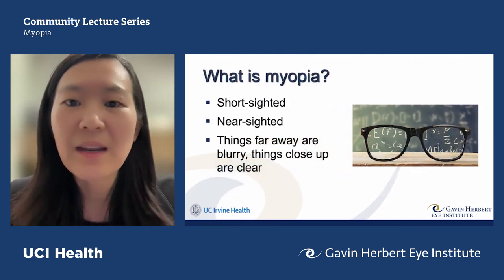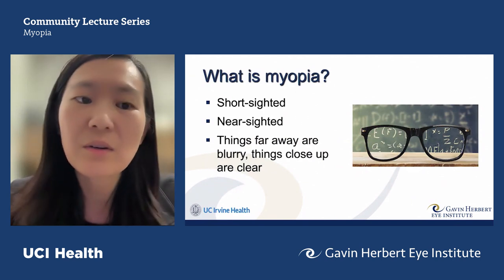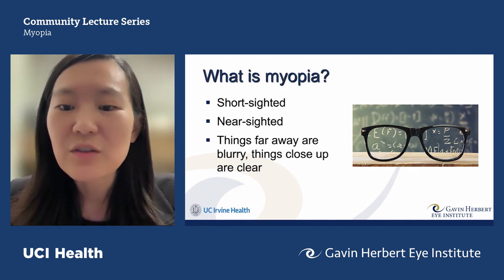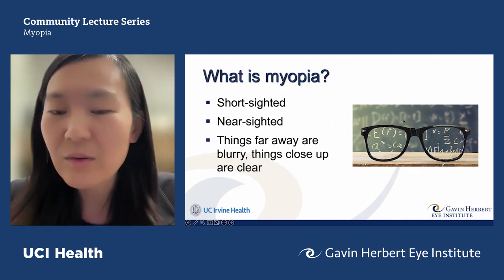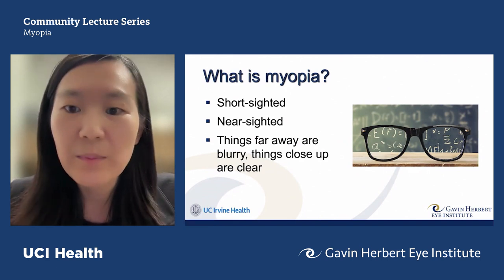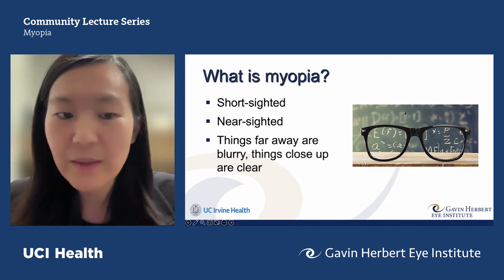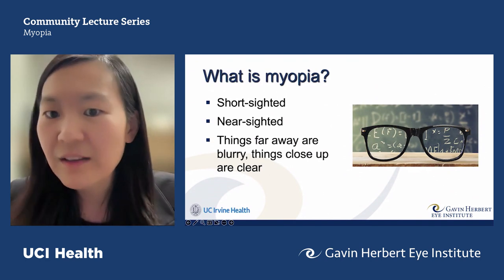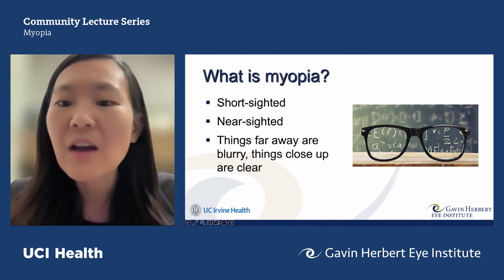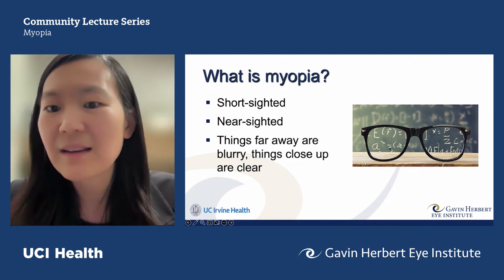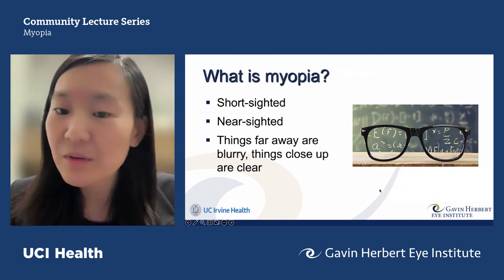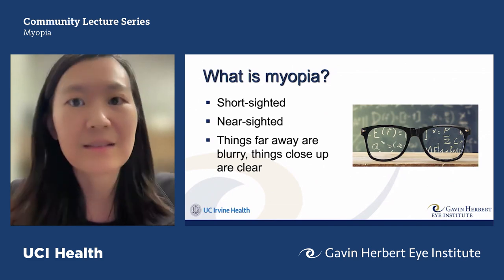So what is myopia? I'm sure a lot of you know this already, but myopia is also called short-sightedness or nearsightedness. As this picture on the right depicts, a child with myopia has difficulty seeing the board. Things that are far away are very blurry, but things up close are very clear. So the glasses are actually very clear. When you wear glasses for myopia, the lens makes the letters on the board clear. So myopia means that you can see up close, clearly, but you can't see the distance very well.